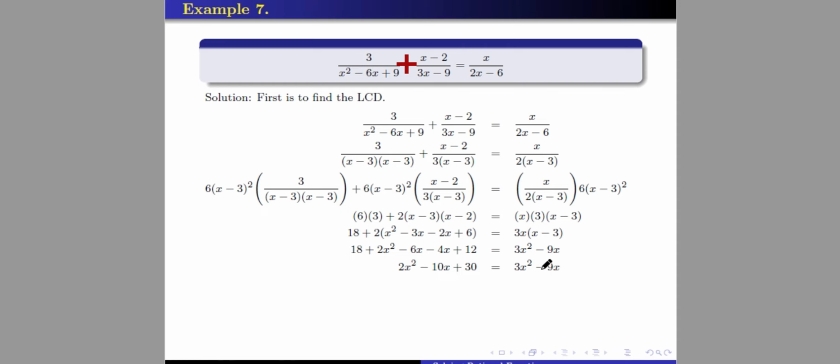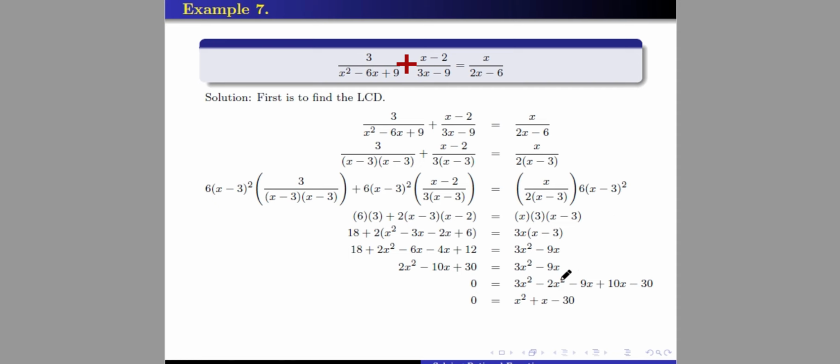Since this is a quadratic equation, and the bigger number is 3, I will put everything on the right hand side. 3 is bigger than 2, so that my x squared will be positive. So 2x squared will become negative 2x squared. Negative 10x will become positive 10x. And 30 will become negative 30. Okay, and then just copy 3x squared and negative 9x.